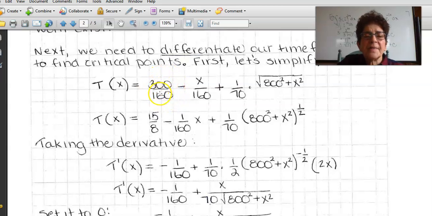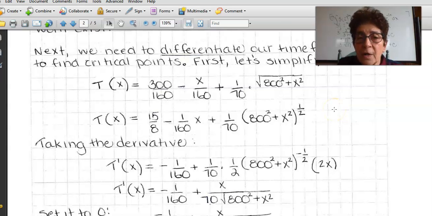300 divided by 160 is 15/8. This x divided by 160 is going to be negative 1/60th x. And like I said, I'm just going to pull out the divide by 70 that was in the denominator and make that 1/70th times this quantity. I'm also rewriting my square root as this expression to the 1/2 power.